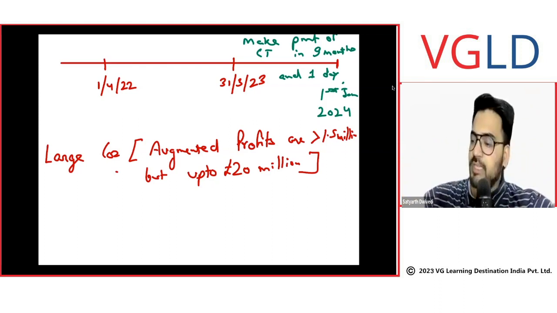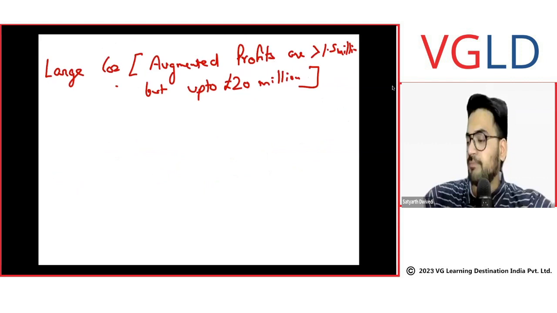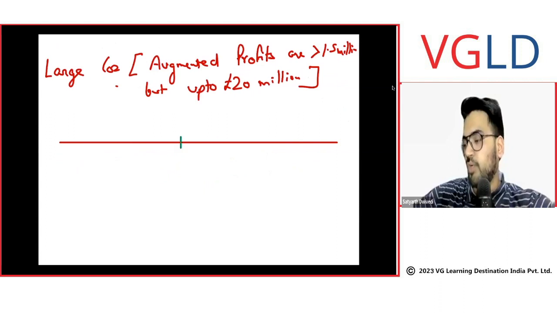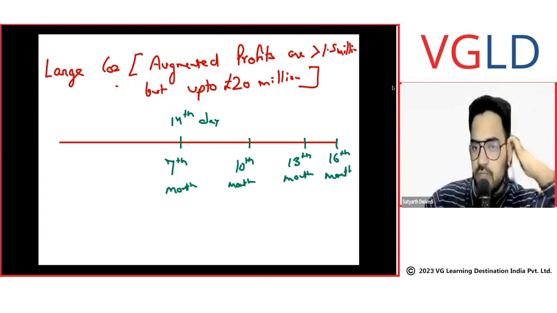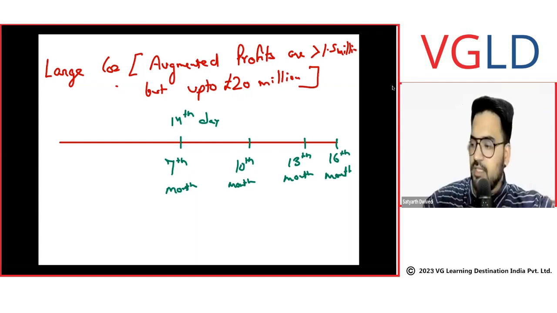So what will be the installments? The installments are going to be 14th day of 7th month, 10th month, 13th month, and 16th month. So these are the installments. And always you make payment on the 14th day as far as this is concerned.